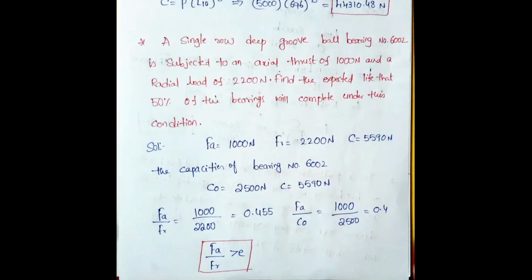So here FA by FR value is 0.455. That means you are getting more than E value. FA by FR value, 0.455, is more than E. Now again, please verify your data book. You are getting FA by FR more than E.